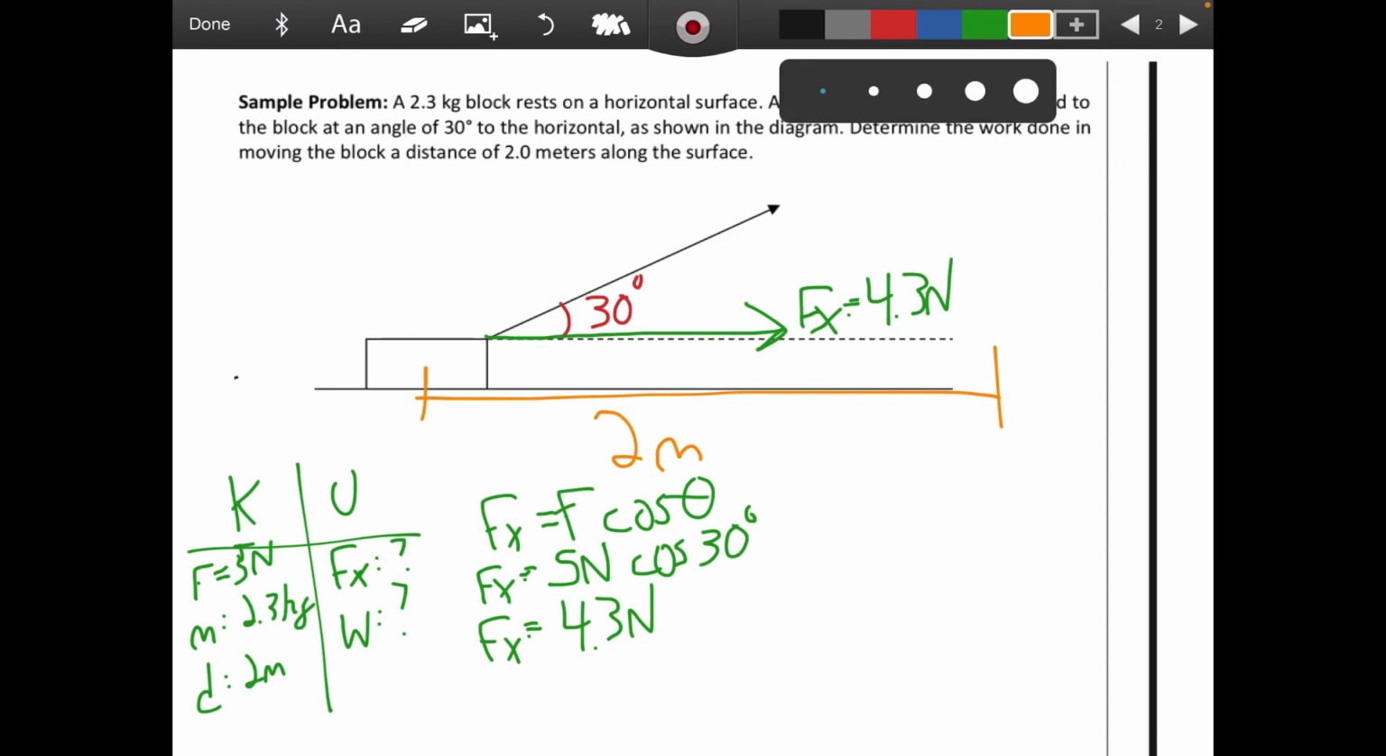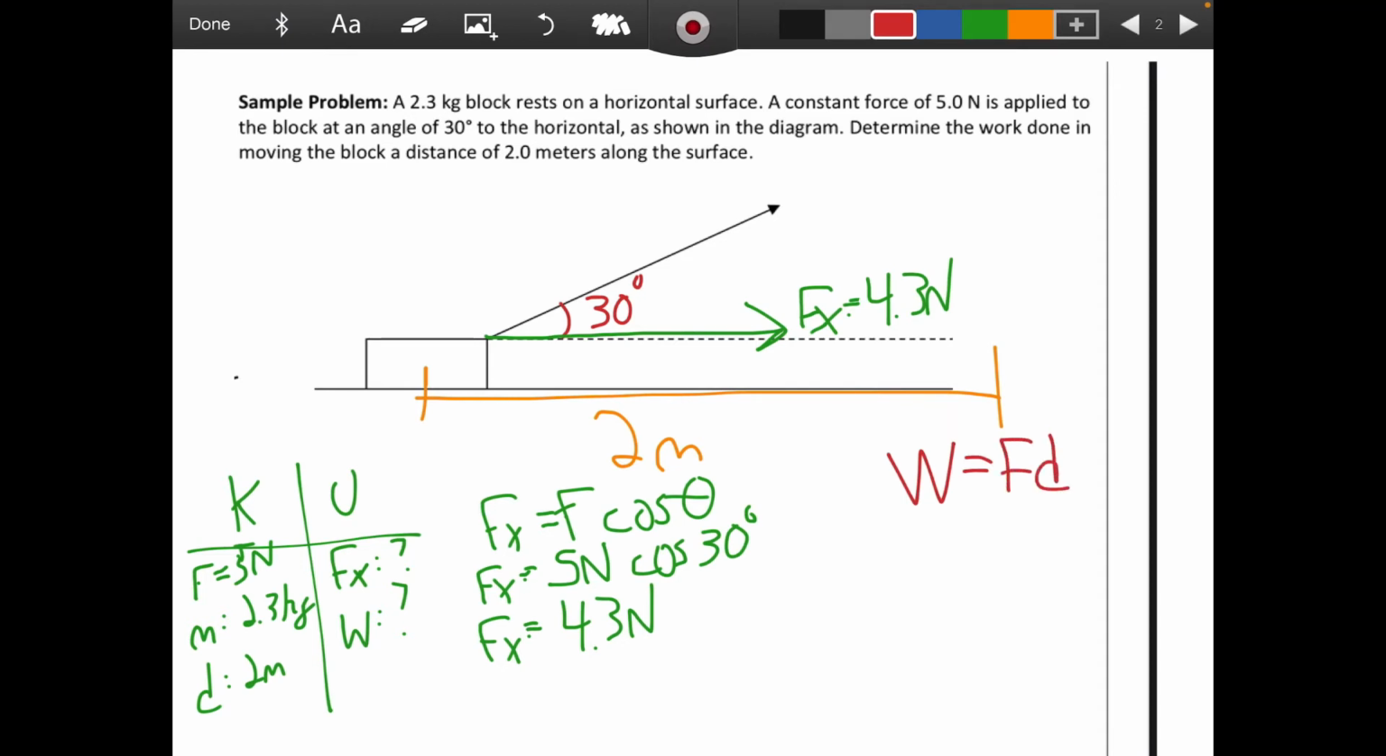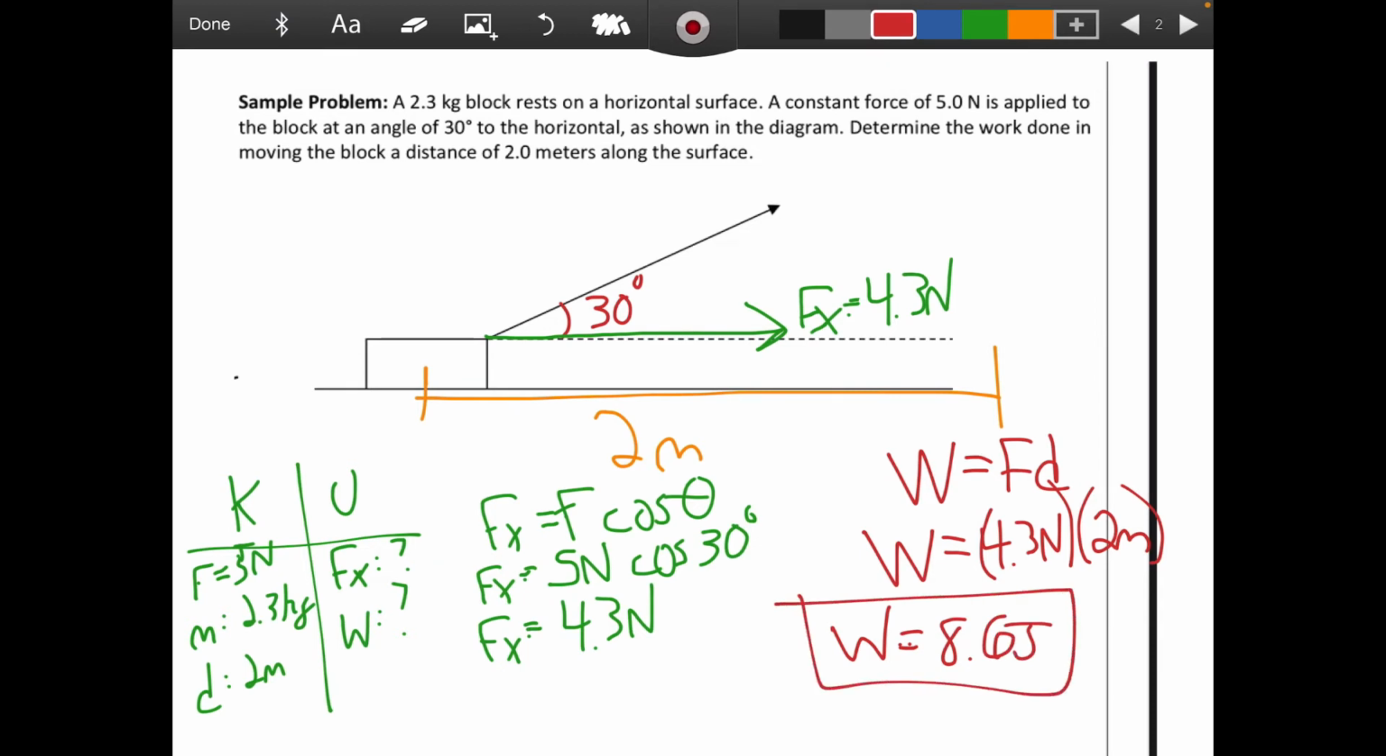Okay. Once I have that, I'm ready to figure out the amount of work done. And like I did in the previous page of the definition, work is equal to the force times the displacement. So we have work equal to the force, which is going to be this 4.3 newtons, times the displacement, which is 2 meters. So to displace this block a distance of 2 meters along the x-axis by applying a force of 4.3 newtons, I did 8.6 joules of work. And it's a scalar quantity, so there's no direction associated with it.